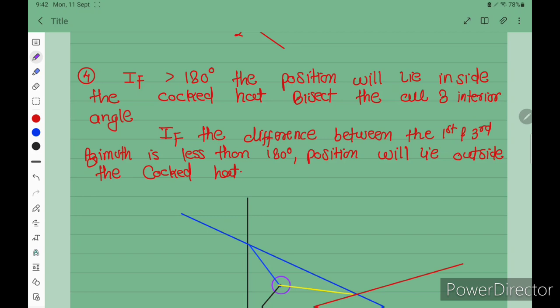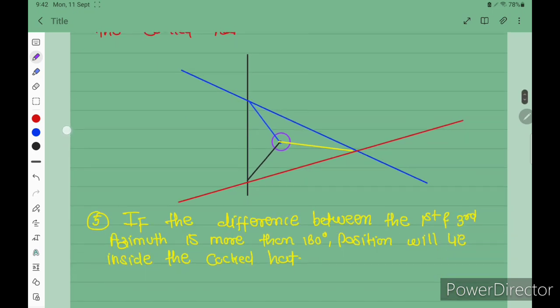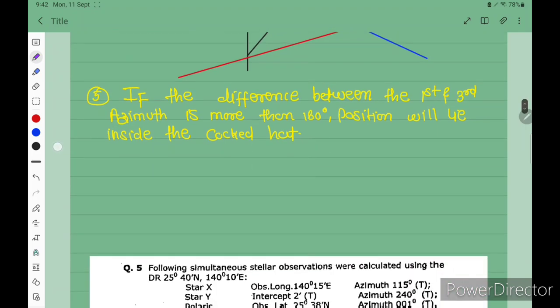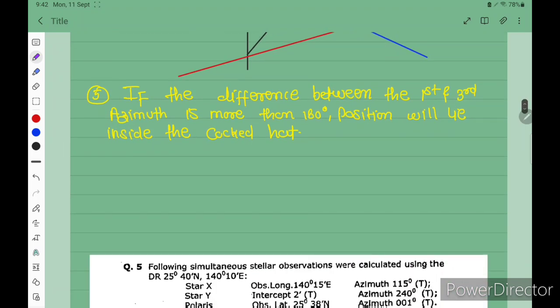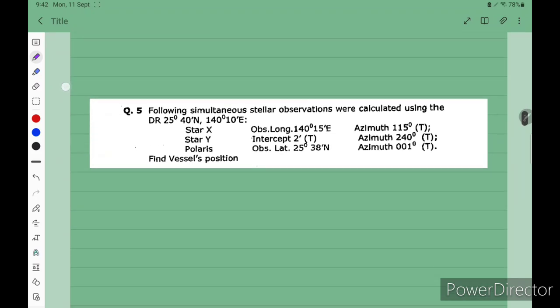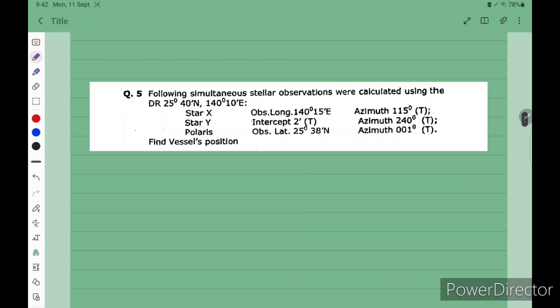If the difference between the 1st and 3rd azimuth is less than 180 degrees, the position will lie outside the cocked hat. If you see this diagram, black one is position line 1, blue is 2nd and the red line is 3rd. If it is more than 180 degrees, the position will be inside the cocked hat. Okay, so we'll solve the first numerical, which is coming more frequently.